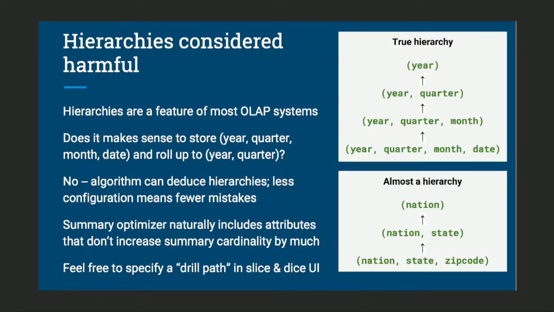So if I try and define this hierarchy in an OLAP system, it would say that's not a hierarchy because this particular zip code crosses a state boundary. But from a storage perspective, it's still saving me a lot of space. So I would advocate taking hierarchies out of a lot of OLAP systems and let the system just figure out the functional dependencies.